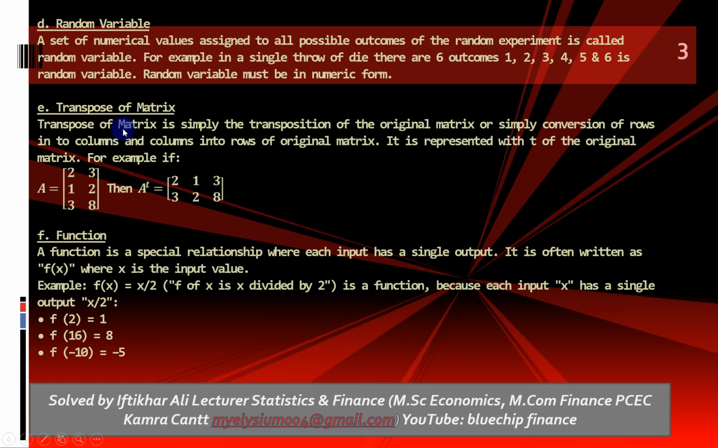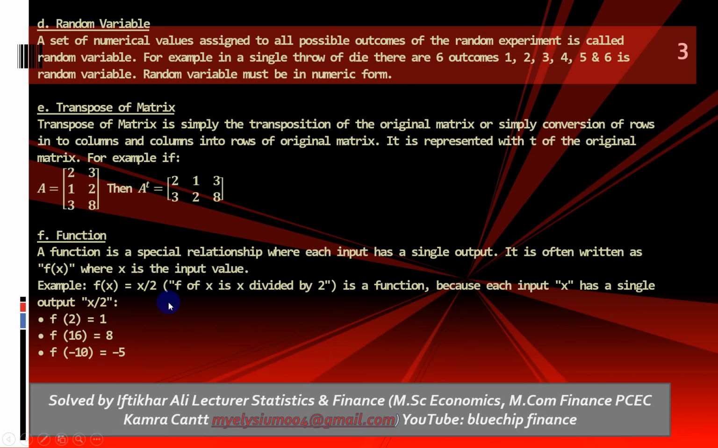The next one is transpose of a matrix. Simply changing the order of rows and columns of a matrix is called the transpose of that matrix. For example, if matrix A is 2, 3, 1, 2, 3, 8, and we change the order of matrix A, so that this column is represented as a row and this column is represented as a row, then this matrix will be the transpose of this matrix.